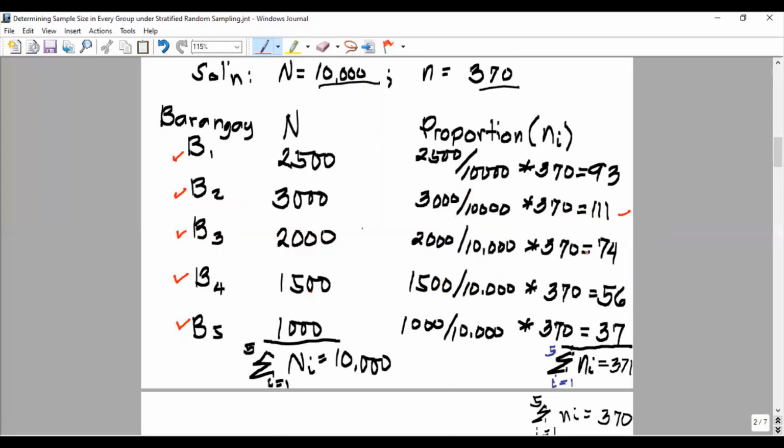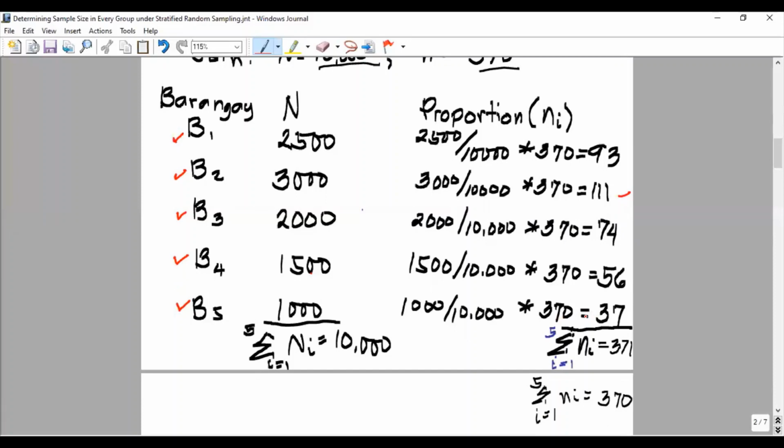And in the barangay 3 or B3, the third barangay, we have 2,000 divided by 10,000 times 370 equals 74. So we need 74 residents in B3. And in B4, we have 1,500 population divided by the total population in Town A times 370 as our sample size equals 56. So we need 56 residents in B4. Lastly, our B5 is 1,000 population divided by 10,000 total population times our sample size, which is 370, equals 37.